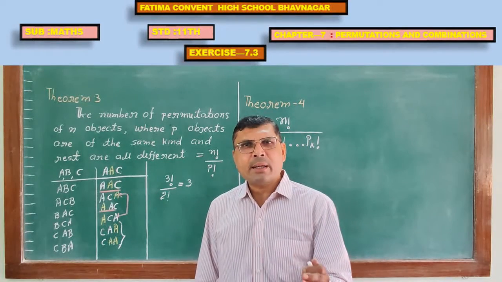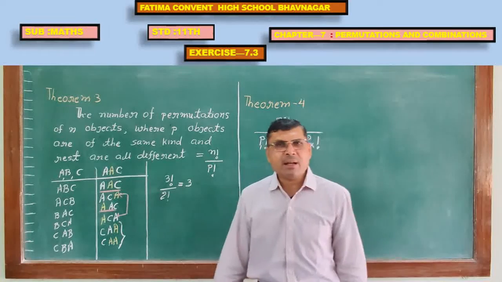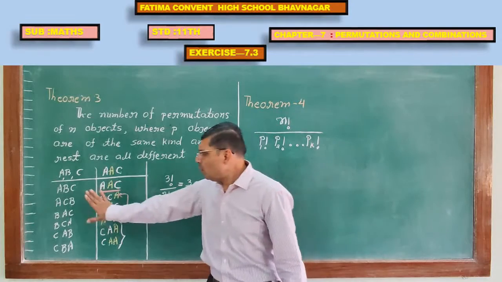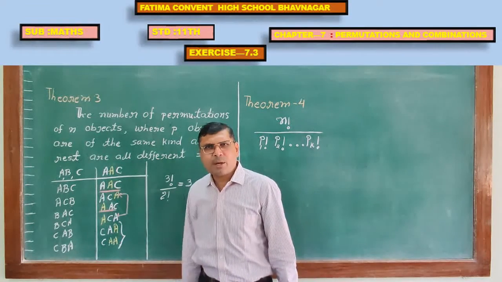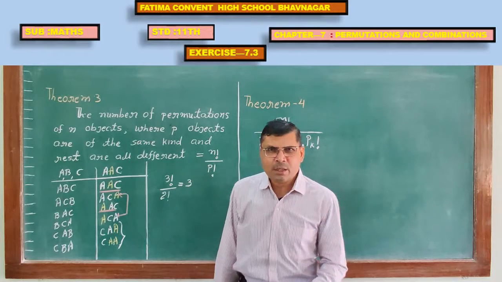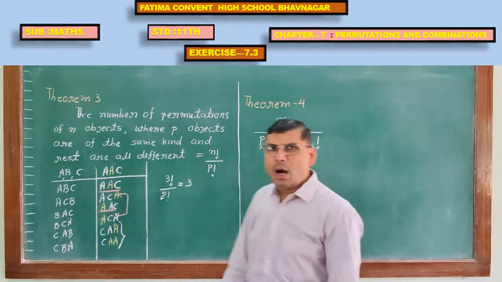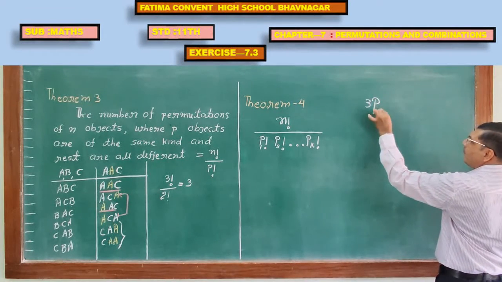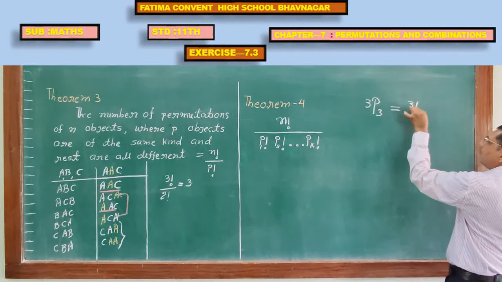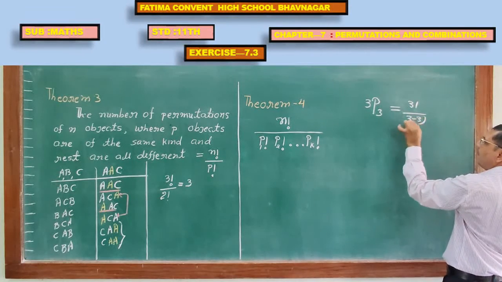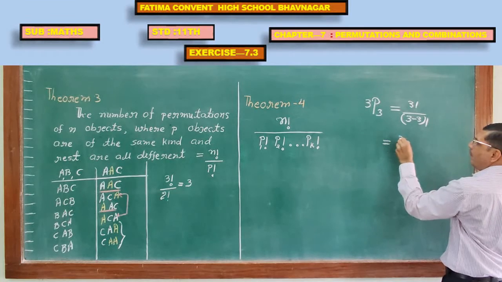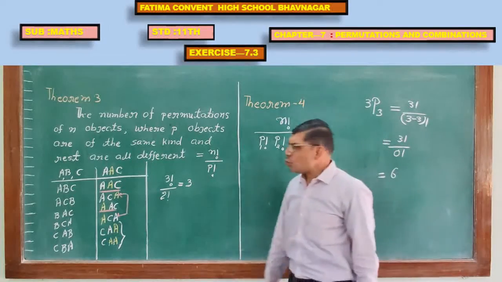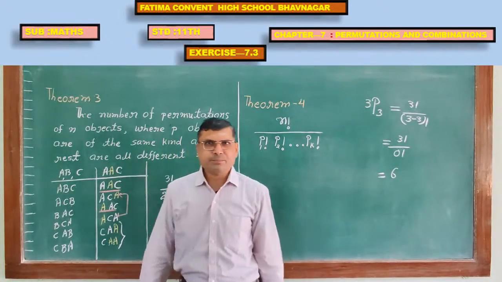But sir, how? Okay, here fortunately letters are few, but if there are more letters, then definitely it is difficult to write out all of them. Then what I will do is use the permutation. You know how to use this permutation, 3P3. Alright, so in 6 ways you can arrange.